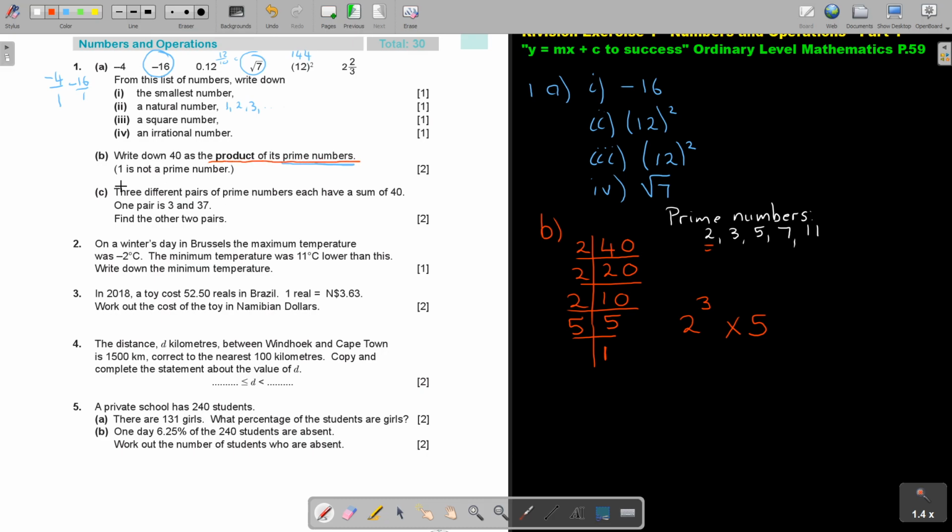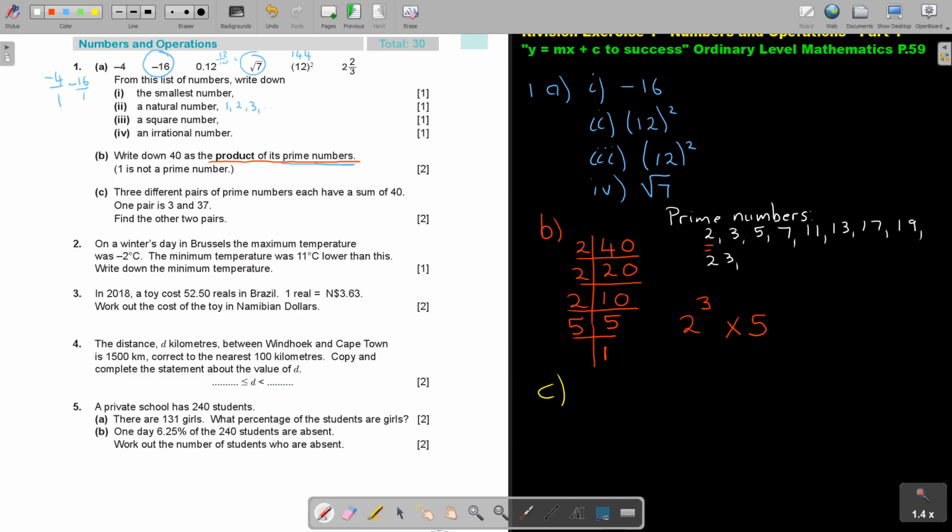Okay, then number C. 3 different pairs of prime numbers each have a sum of 40. Okay, now if they say prime numbers, the best thing is to first write down the prime numbers and continue with the list. What was after 11? It's very good if you know the prime numbers at least until 50. Otherwise, just test it. So it was 13. And then it was 17, and then it was 19, and it's not 21, not 20, but 23 again.